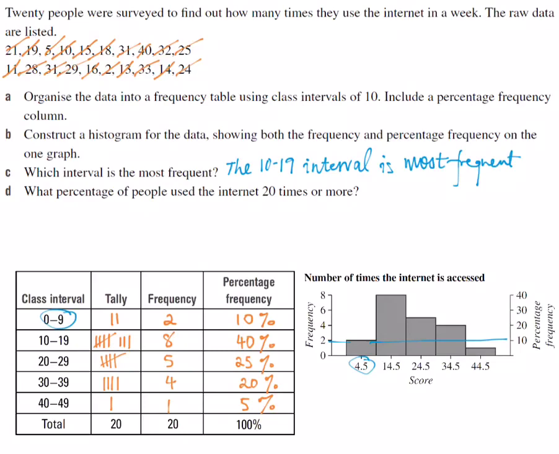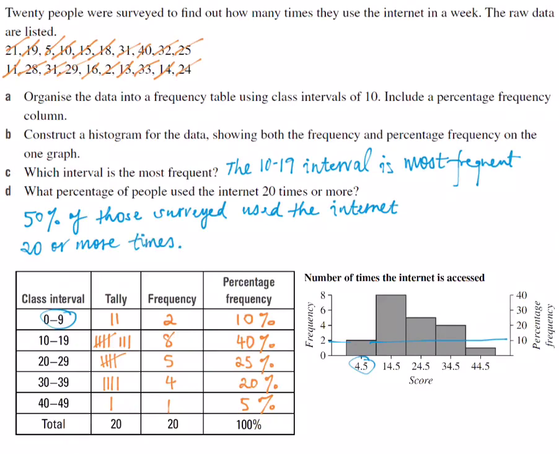To work out what percentage of people use the internet 20 times or more, we'll sum the percentages for the class intervals from 20 to 49. This gives me 50%, because I have 25 plus 20 plus 5%. So 50% of those surveyed use the internet 20 or more times.